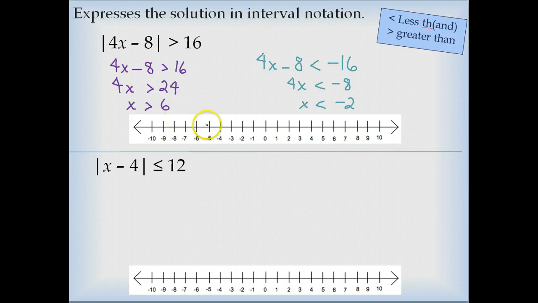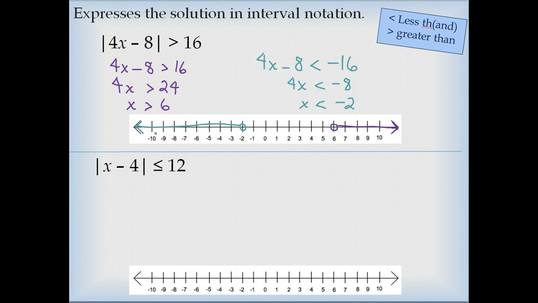Now I'm going to graph, just like I did on the last slide, open circle on 6. X is on the open side of the alligator mouth, so I want to show the numbers bigger than 6. On this one, I'm going to put an open circle on negative 2. And these are the numbers smaller than negative 2, which is to the left.